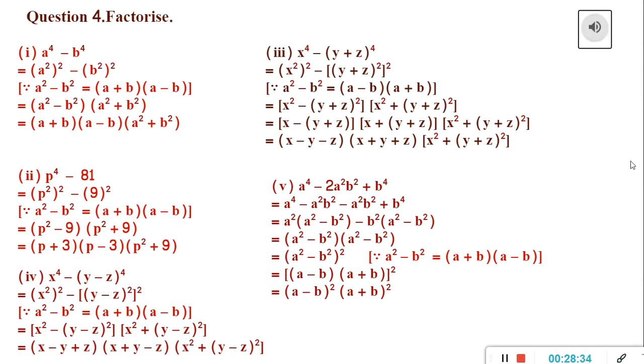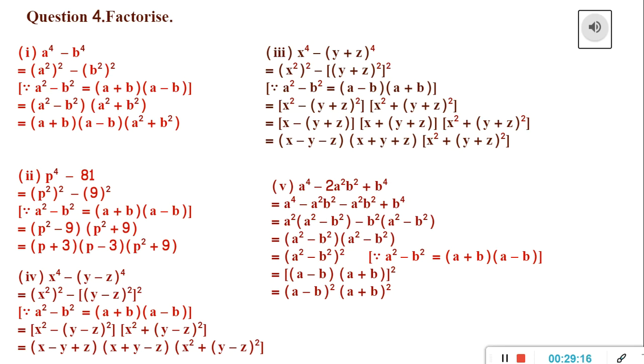Now question number 4. Factorize. The first question is a raised to 4 minus b raised to 4. Here you can see the power is 4, right? That means square whole square. That means we are doing the identity 2 times, the same identity 2 times. Let's see. First, a raised to 4 means a square whole square. b raised to 4 means b square whole square, right? So first we can use a square minus b square is equal to a plus b into a minus b. So here a is a square, b is b square. So a square minus b square into a square plus b square.